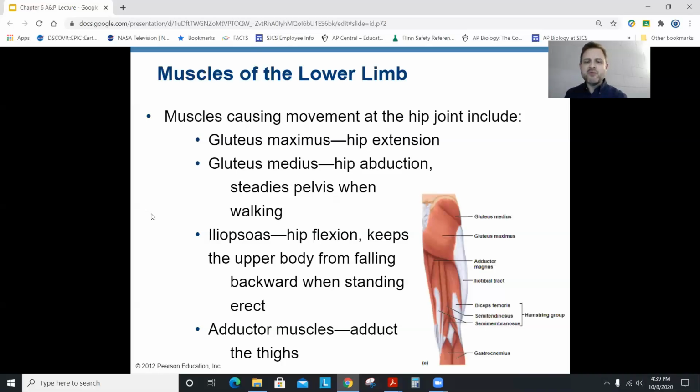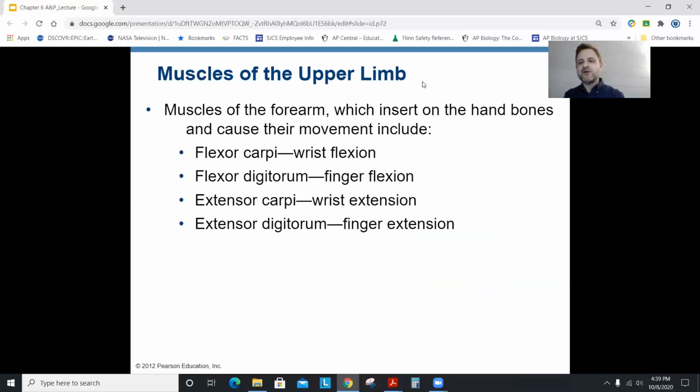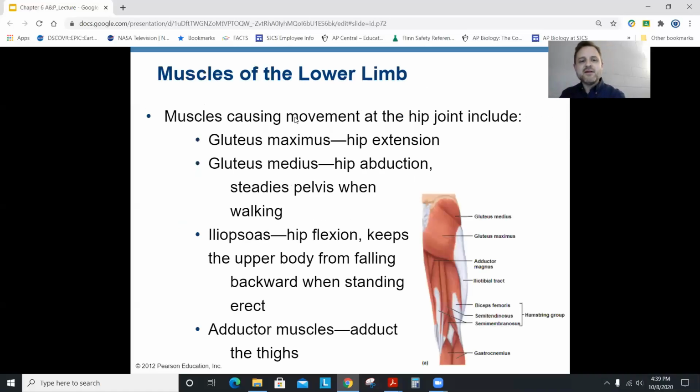Muscles of the lower limb. Oh, I see. I was calling it upper limb in terms of your arm. Okay, it wasn't a mistake. I get it now. Muscles of your lower limb, so these would be of your leg. So these are muscles that might have movement at your hip joint, at your thigh, or at your knee. So gluteus maximus, that's your tush. Doing squats gives you good glutes. That's hip extension.